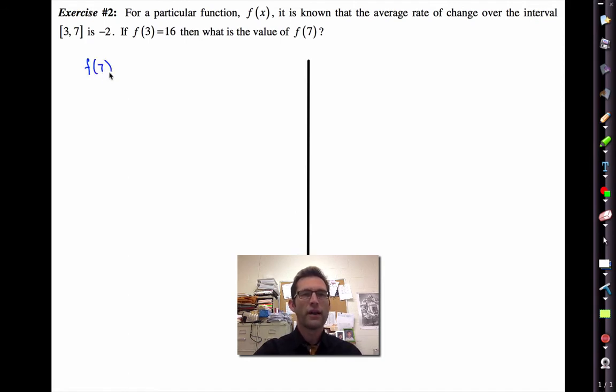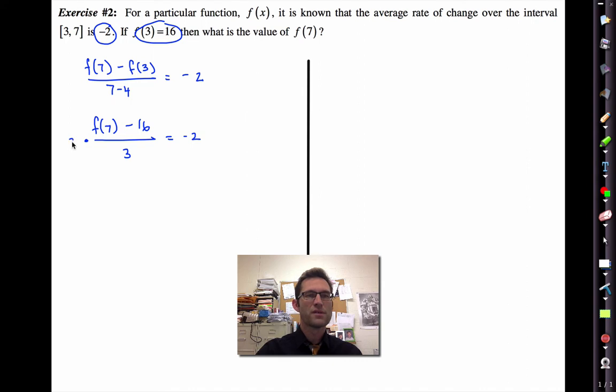They say, all right, I know that (f of 7 minus f of 3) over (7 minus 3) is equal to negative 2. The average rate of change is equal to negative 2. Now, I don't know what f of 7 is, but I know that f of 3 is equal to 16. And of course, I know that 7 minus 4 is 3. And then they just solve. Sometimes they'll use an x here, which is a little bit weird. But then I'll get f of 7 minus 16 is equal to negative 6. And then add 16 to both sides, and I'll find f of 7 is 10.